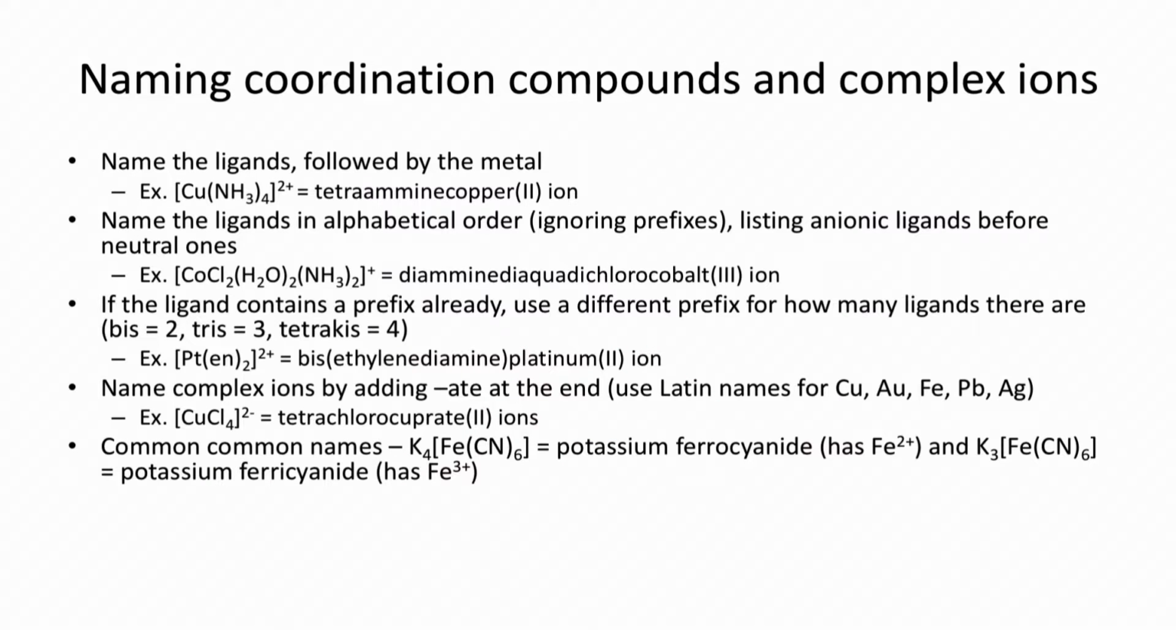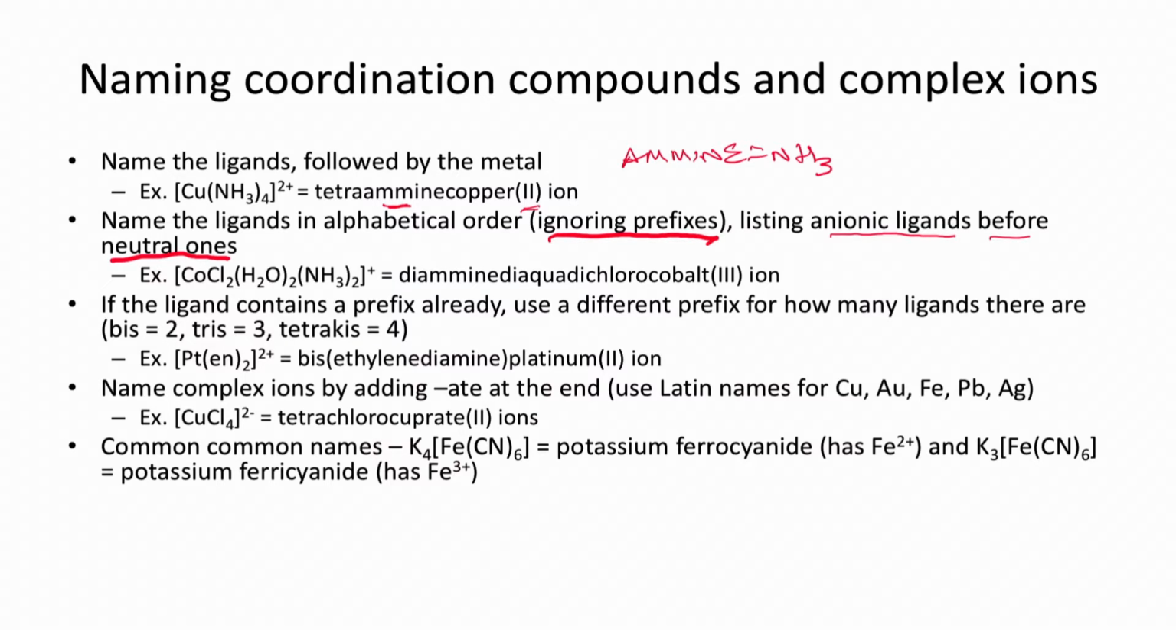So now, how do you name these things? Okay, well, first we name the ligands, and then we name the metal. And so for example, if you had a copper ion in the center with 4 ammonia ligands, this is called tetraamine, 2 M's for ammonia, copper(II) ion, right? The II in parentheses is Roman numerals for 2, and the word amine is what I'm going to be using to represent ammonia, NH3. If I have multiple ligands, I go in alphabetical order. Okay, but when I go in alphabetical order, I ignore the prefixes. And I always list things that are negatively charged before things that are neutral.